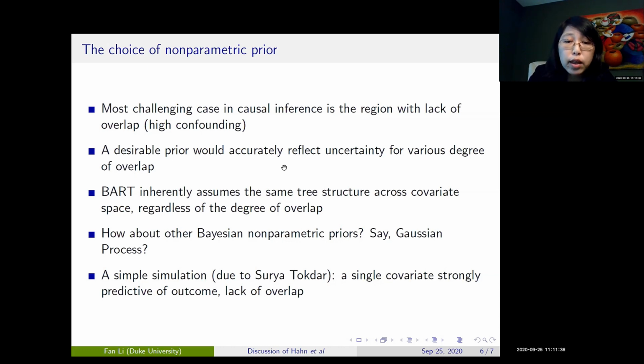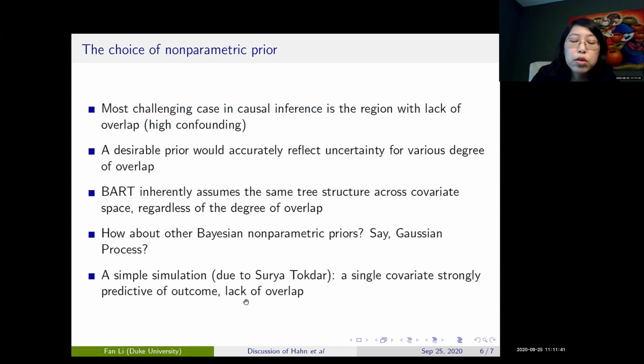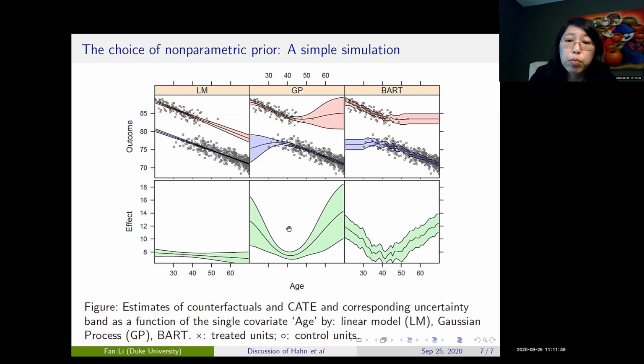So I did a simple simulation. Actually, this example was first proposed by my colleague Shuja Doctor in our discussion. We just never wrote it up, so I think it's nice to put it here. This is again a simple simulation. We only have one covariate, let's say age, and we have two groups. Here I purposely didn't show the underlying truth, just to focus on the uncertainty measure. The dots represent units from one treatment group, and the crosses from the other group.